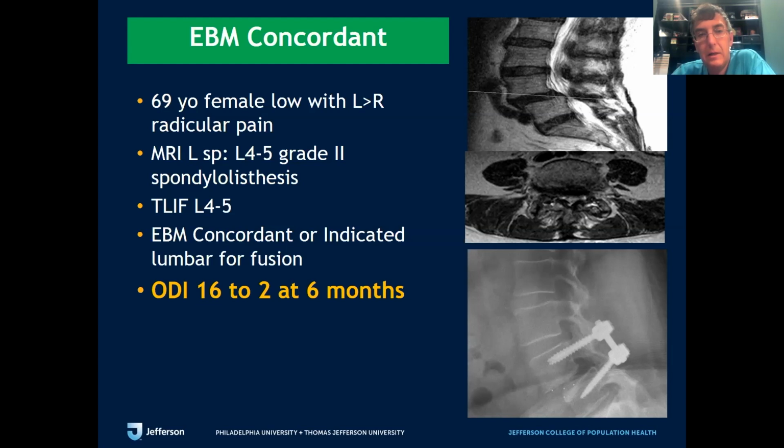But we looked at this case. So as you look, one of the 9 indications is deformity, in terms of degenerative spondylolisthesis, which is an indication for operation. So it's an evidence-based medicine concordant operation, or an indicated fusion. And this patient did quite well. Her ODI went from 16 to 2 at 6 months.